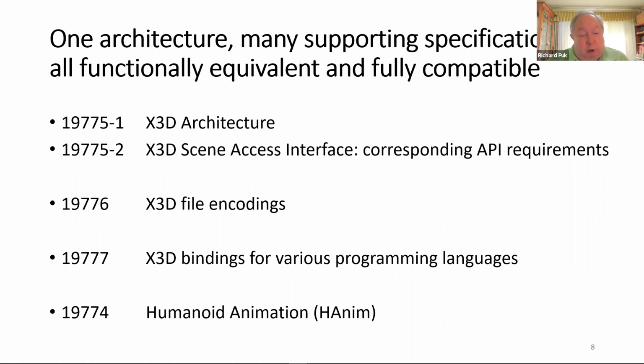I mentioned those a little earlier. And 19777 are the language bindings for various programming languages. We started off with JavaScript and Java, and are in the process of adding 3 versions of the C, C++, and C# programming languages, as well as Python.